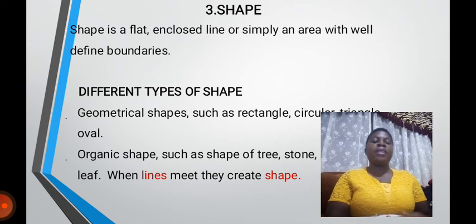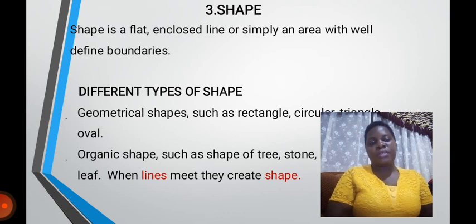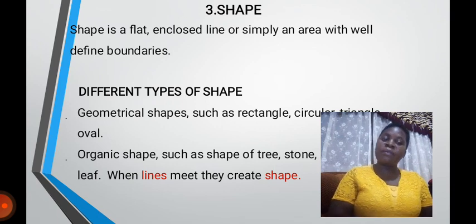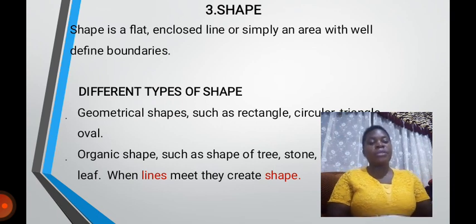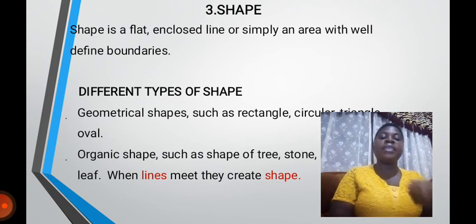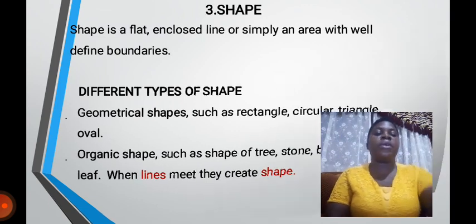Then organic shapes are like nature. Nature defines the shape. They were created like that, like the shape of a tree. Can you create another shape of a tree? No, it was created like that. Like the shape of a human figure, can you do another? No. An animal, those are organic shapes. We have given examples of stones, trees, etc. So when those lines meet, they create what we call shape.